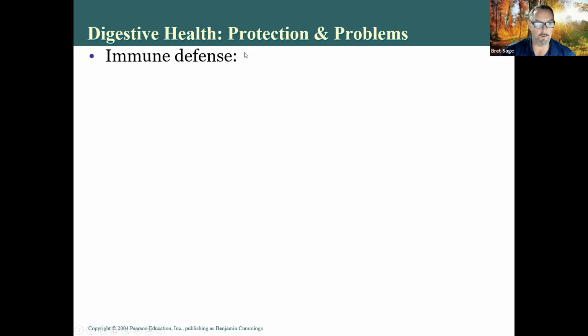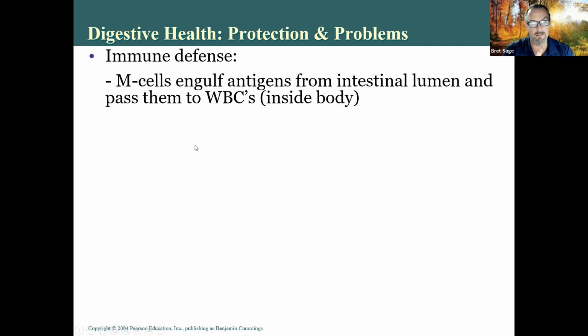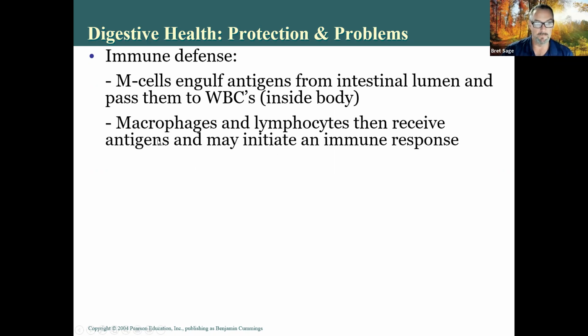Digestive health, protection, and problems. So, immune defense. M cells in your large intestine and small intestine engulf antigens from the intestinal lumen. Remember we talked about how large antigens made of protein usually are absorbed, and that's basically how they identify them as being a foreign invader. So they basically absorb it and say, hey, look what I found. Guys, get ready. This stuff is going to be coming in, potentially as a whole virus or bacterium. Macrophages, which are white blood cells, and lymphocytes, also white blood cells, then receive those antigens from the M cells and can initiate an immune response. So your body's ready for it as soon as those bacteria or viruses enter your blood.